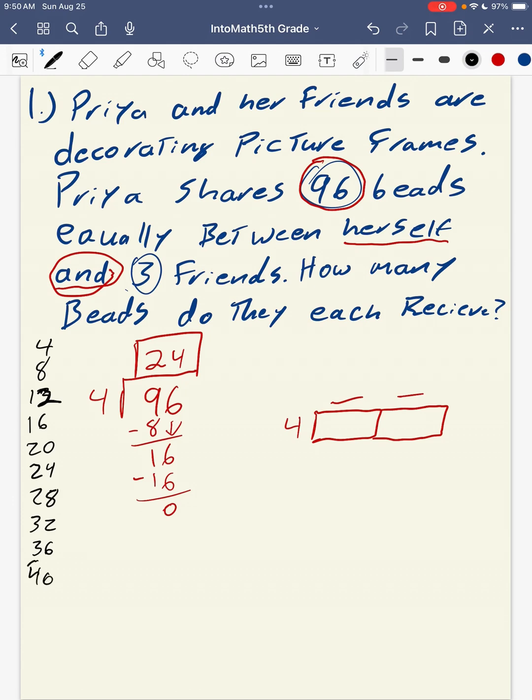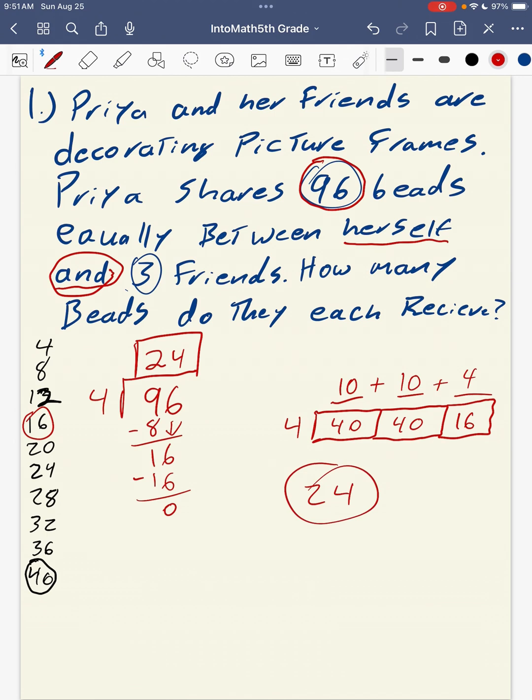I really like using 40 because 40 is base 10. If I break up 96, I can fit in 2 40s. 40 plus 40 equals 80. That leaves me with a remainder of 16. So as partial quotients, I know that 4 times 10 would give me 40, 4 times 10 equals 40, and 4 times 4 would give me 16. If I add up all of our partial quotients, I get a total of 24. Regardless of how I do it, whether I'm using an area model or standard division, my answer is 24.